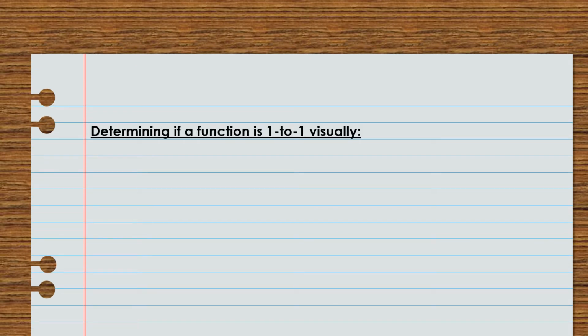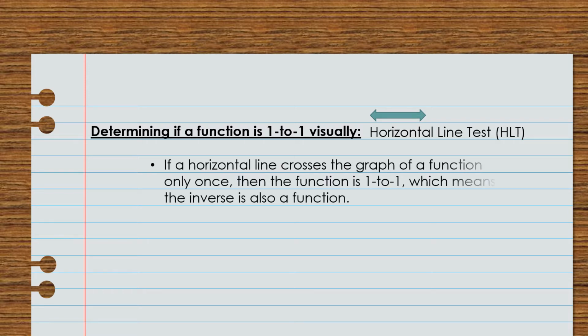Now, how do we determine if a function is 1-to-1 visually? In this case, we use the horizontal line test, or HLT. As a reminder, horizontal lines go from left to right. So let's look at the rules. If a horizontal line crosses the graph of a function only once, then the function is 1-to-1, which simply means the inverse is also a function.